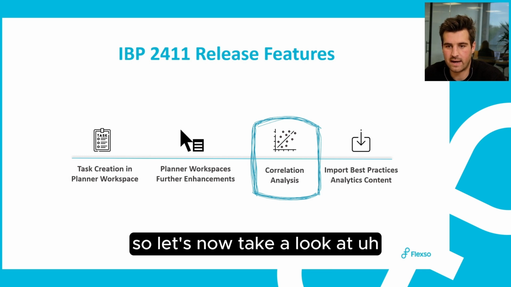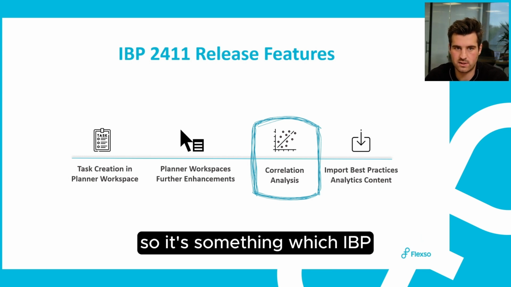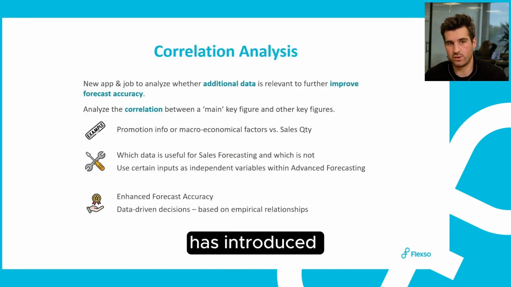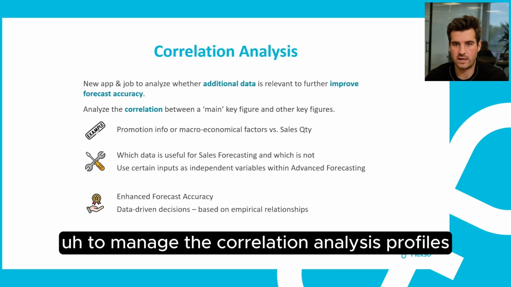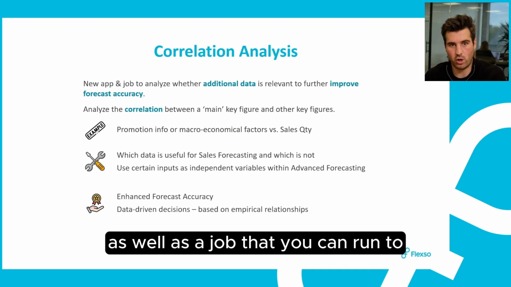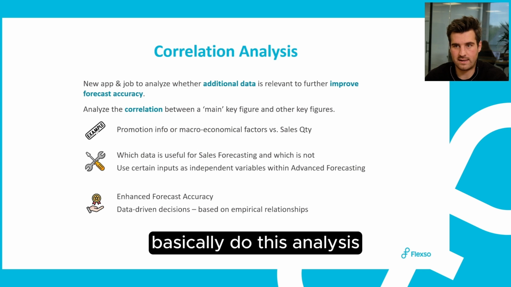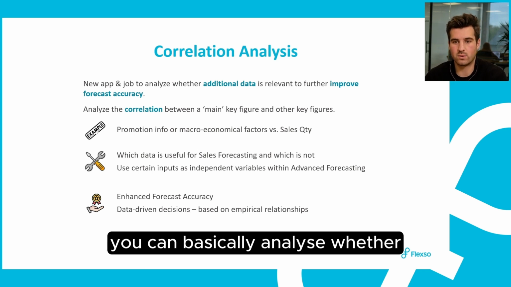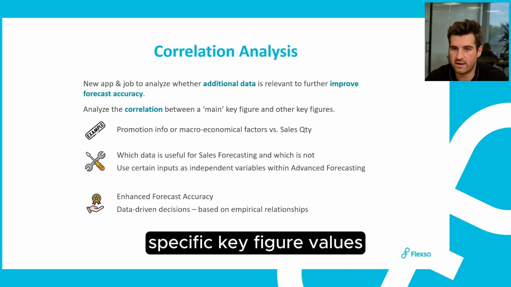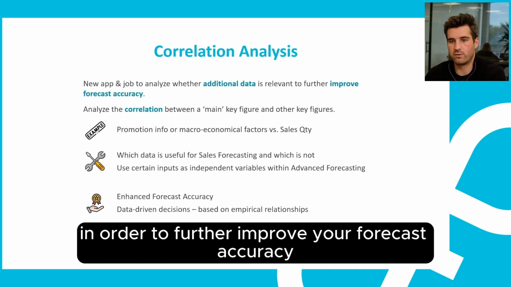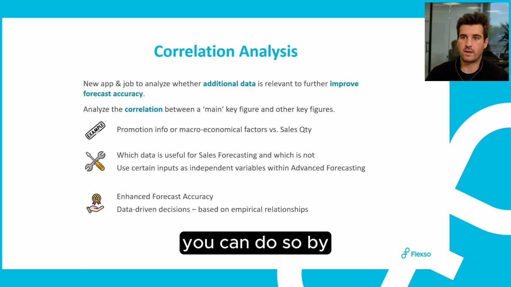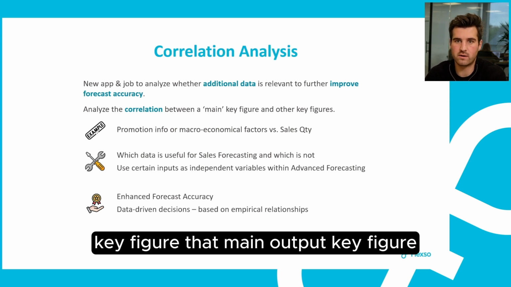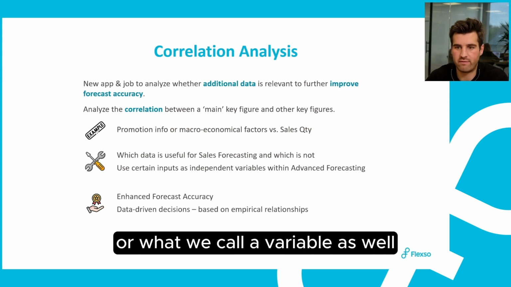So let's now take a look at what is called correlation analysis. It's something which IBP has now been introducing. SAP has introduced both a new application to manage the correlation analysis profiles, as well as a job that you can run to do this analysis between different key figures. What you can do with the job is analyze whether specific data points, specific key figure values, are relevant or not in order to further improve your forecast accuracy. You can do so by analyzing this correlation between that one main output key figure and other input key figures, or what they call variables as well.